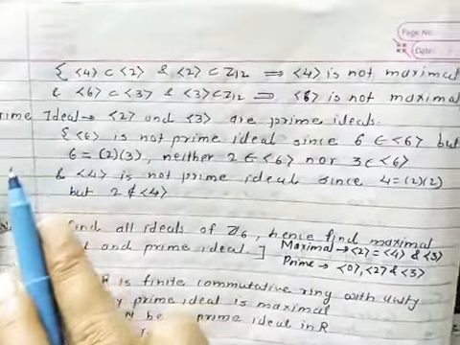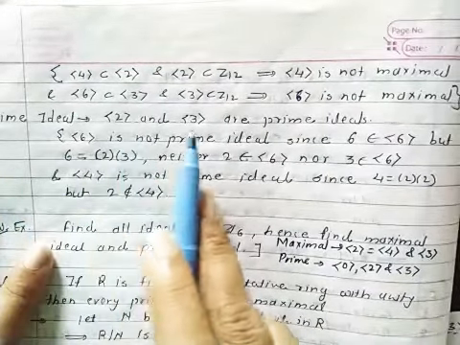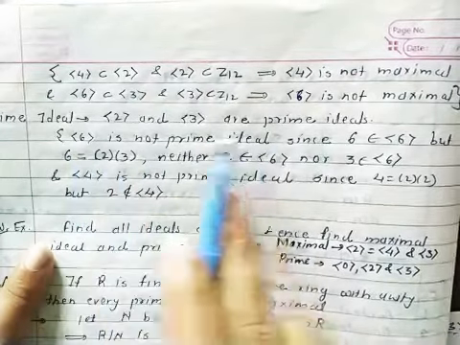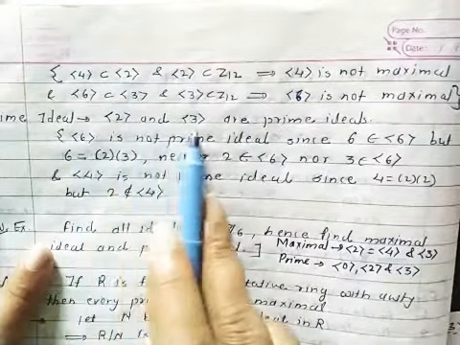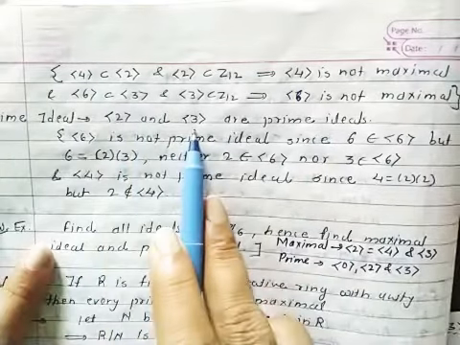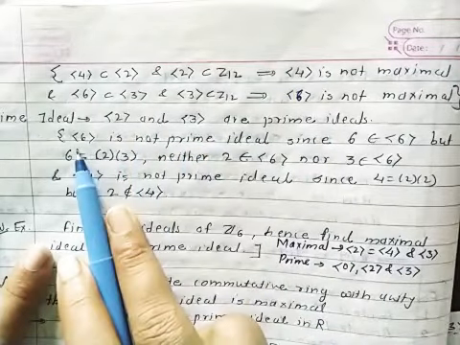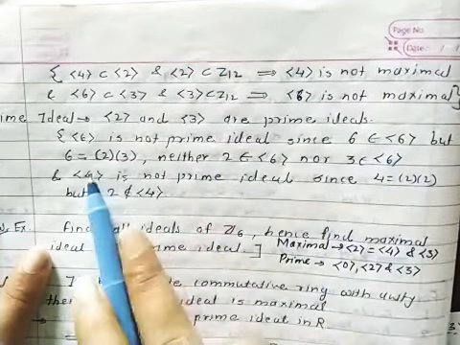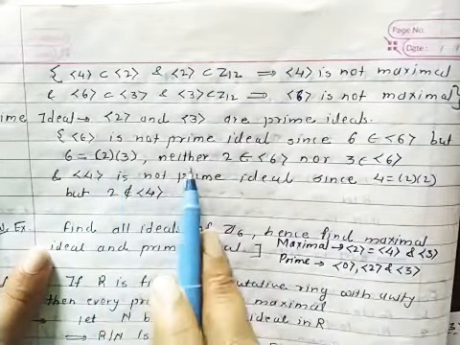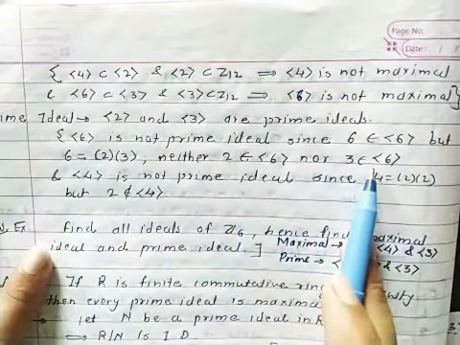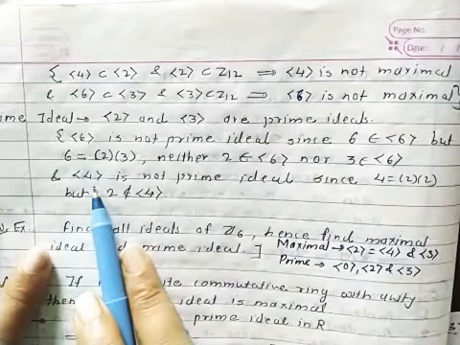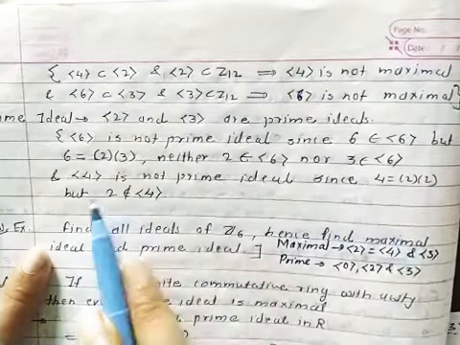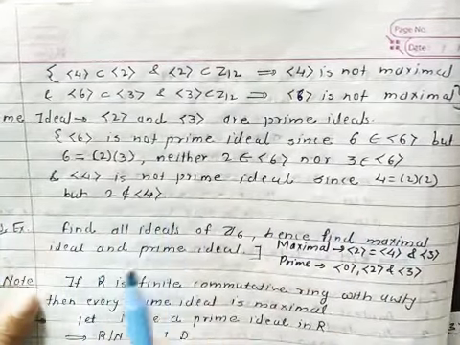Next, prime ideals. The ideals generated by 2 and 3 are prime, and here is the reason. First of all, these two are prime because these two are maximal ideals. The ideal generated by 6 is not a prime ideal since 6 belongs to this ideal, but 6 is equal to 2 into 3, and neither 2 belongs to the ideal generated by 6 nor 3 does. And also the ideal generated by 4 is not a prime ideal since 4 is equal to 2 into 2, but 2 is not an element of this ideal.